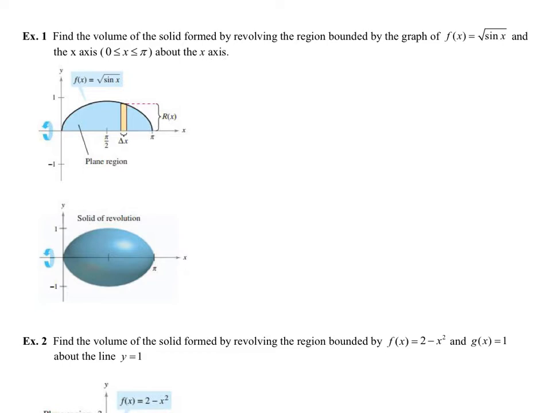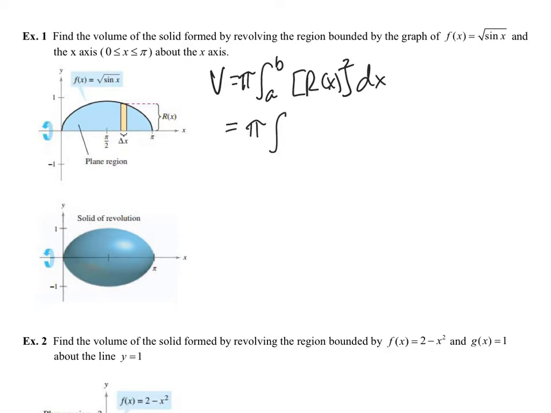Okay, so to find the volume, first of all, since we're rotating about the x-axis, let's start by writing our formula. That would be V equals pi times the integral from a to b of r of x, the radius of each of those discs, squared, times delta x, the change in x. So in this case, this is going to be pi times the integral of, since we're integrating with respect to x, we need x bounds, so our bounds go from 0 to pi. So we're going to integrate from 0 to pi of r of x.